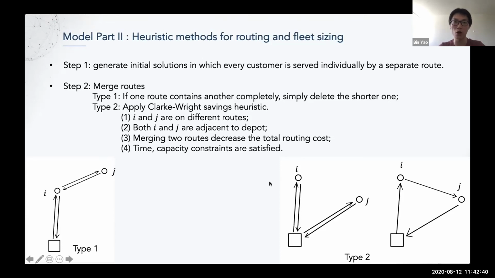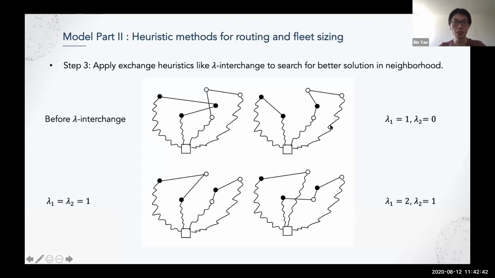Then we move on to step 3, applying exchange heuristics like Lambda Interchange to search for a better solution in our neighborhood. So I will give a quick explanation of what Lambda Interchange is. Here we have two numbers, Lambda 1 and Lambda 2, that we preset before running the model. Lambda 1 simply means the number of customers we move from one route to the other.